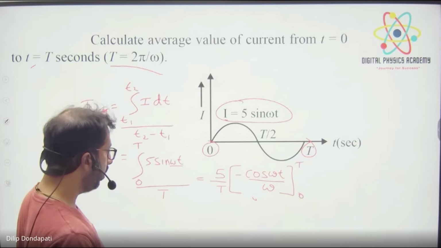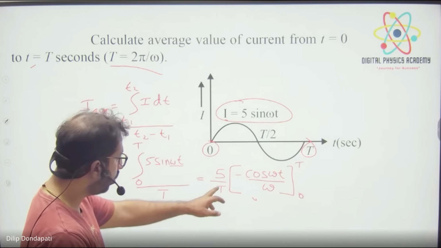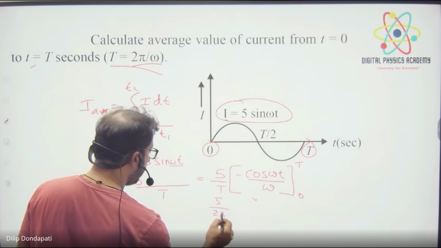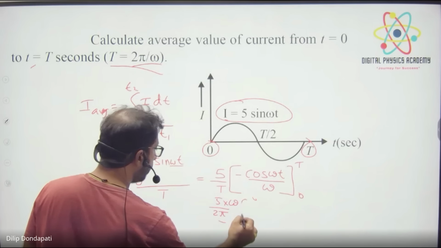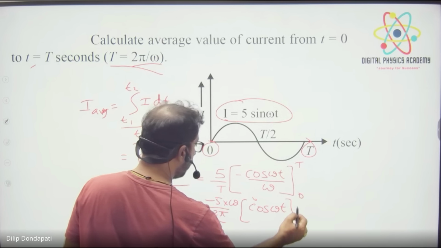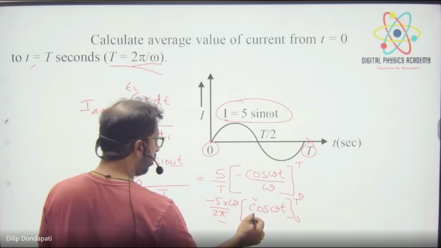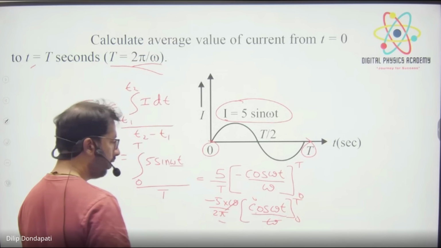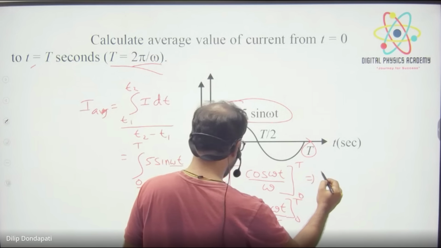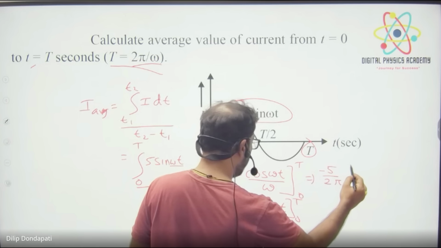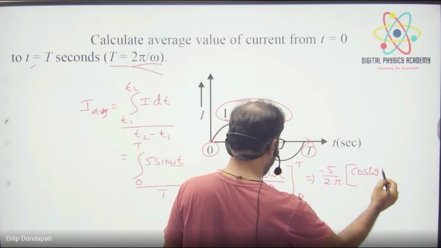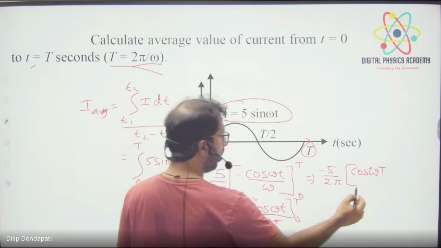Now solve. T is equal to 2 pi by omega, they have given 2 pi by omega. Substitute it. Omega will be coming upside, but this omega and that omega will get cancelled. Minus will be coming outside, cos omega t from 0 to T. So here omega is getting cancelled. Minus I0 by 2 pi, limits cos omega t minus cos 0.